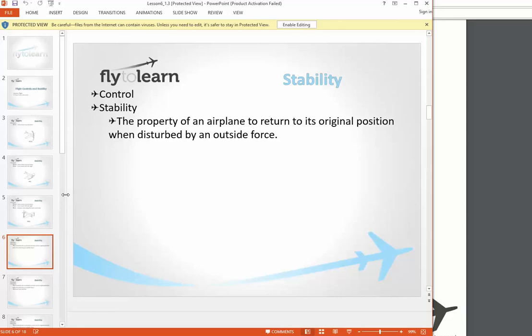The boring definition of stability is the property of an airplane to return to its original position when disturbed by an outside force. So what this is saying is if you're flying through the air and you hit a patch of turbulence, what you want your plane to do is not, say, keep bouncing up or putting its nose all the way up. You want it to return back to how it was before the turbulence.